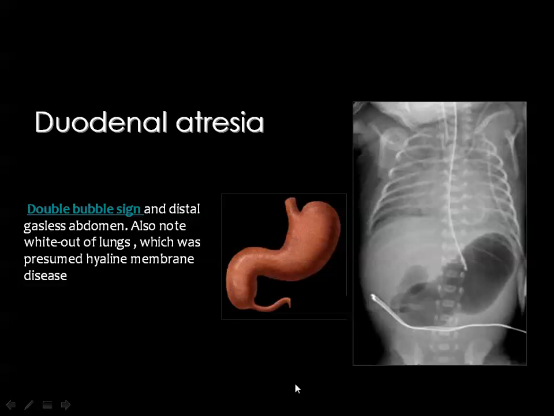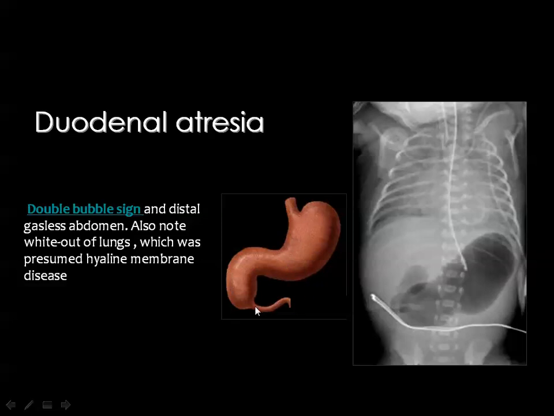Then duodenal atresia, meaning that the distal part of the duodenum is atretic. Then you can see air in the stomach and air in the proximal part of the duodenum, and this is known as the double bubble sign. You remember in pyloric atresia you see a single bubble sign in the stomach.